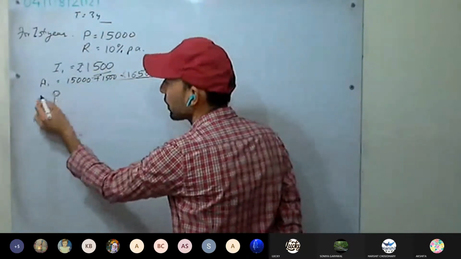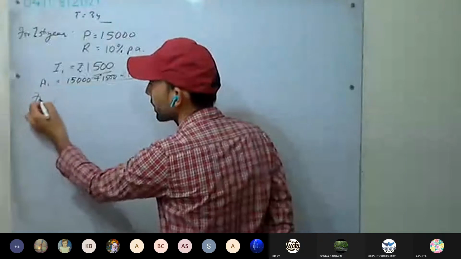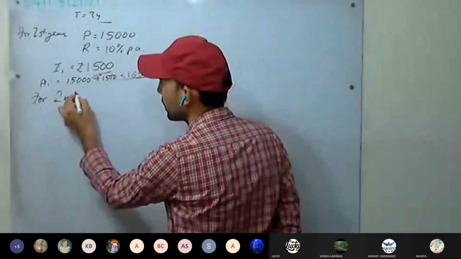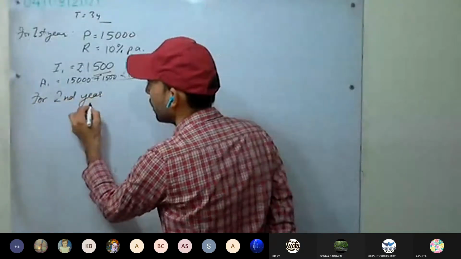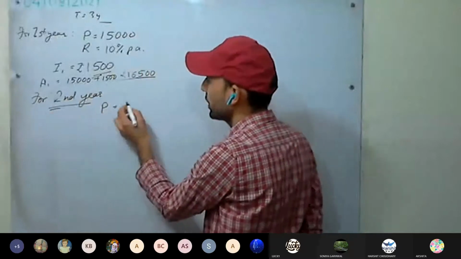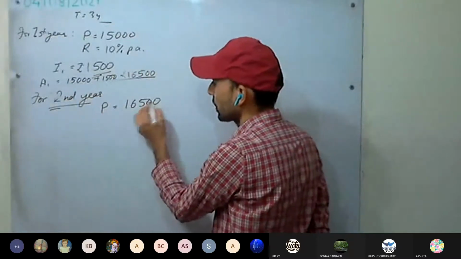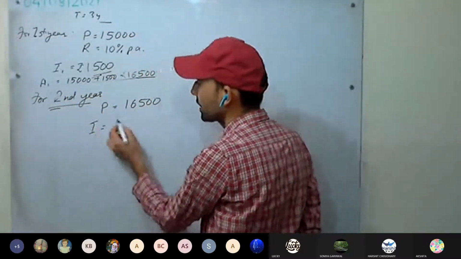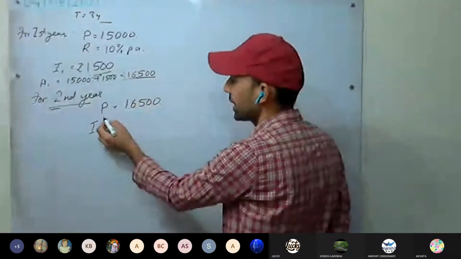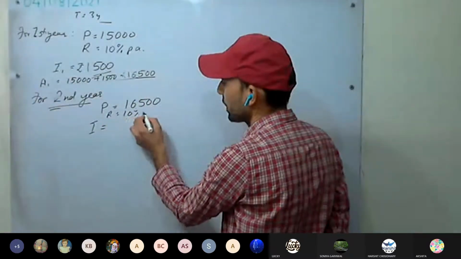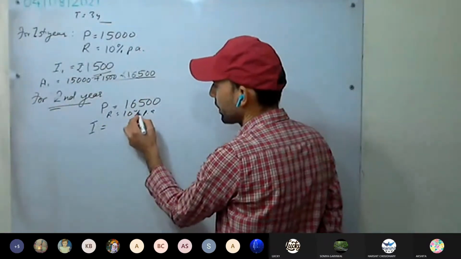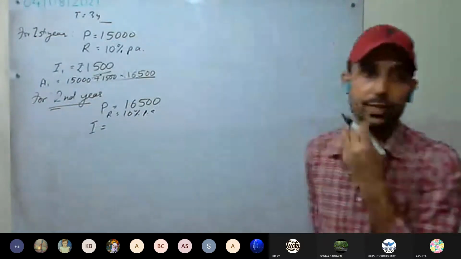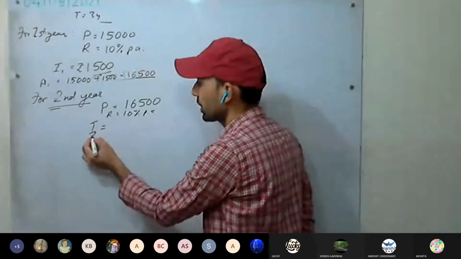So this will be the principal for the second year. Calculate for the second year. For the second year, principal equals how much? 16,500. The interest rate is the same, right? Rate equals 10% per annum. Calculate the interest, everyone, and let me know how much interest you are getting.